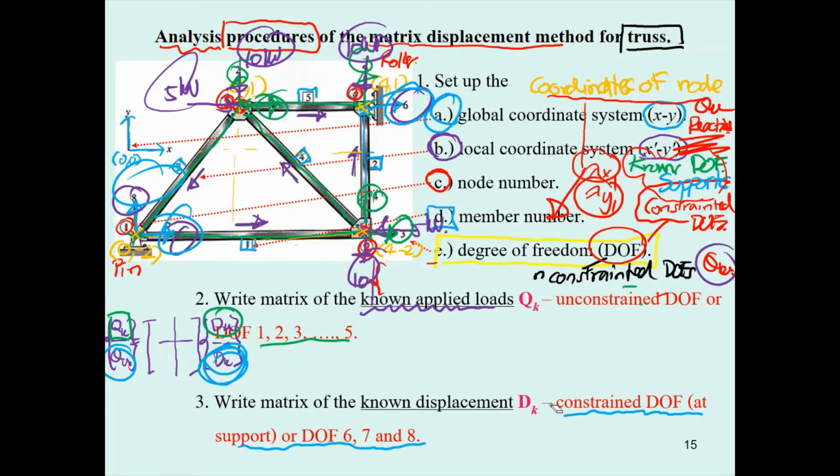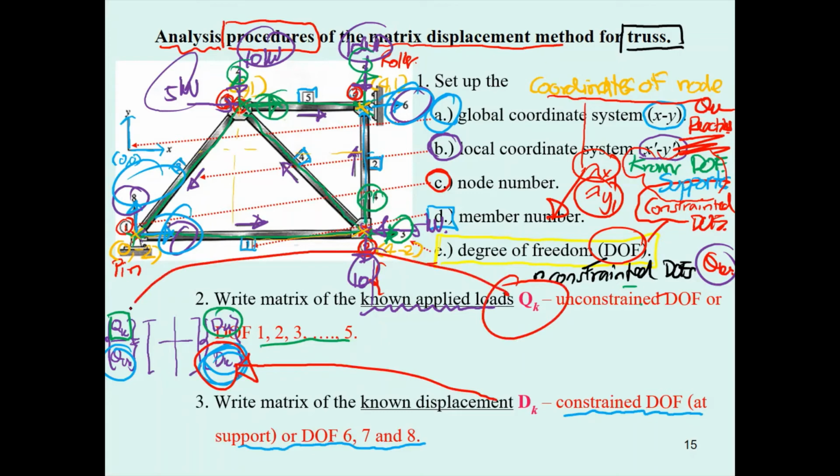This is going to be the known displacement. This is going to be known, okay? And this is going to be known. We're going to use the mathematics, the matrix manipulation, to determine the unknown displacement and unknown reaction.